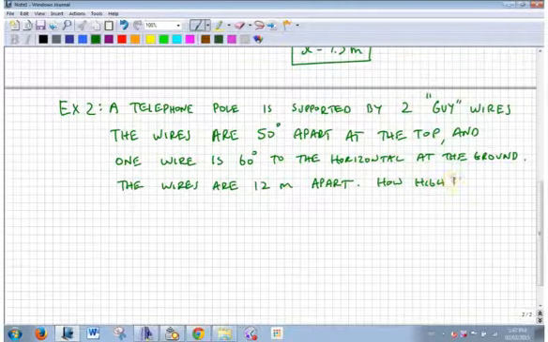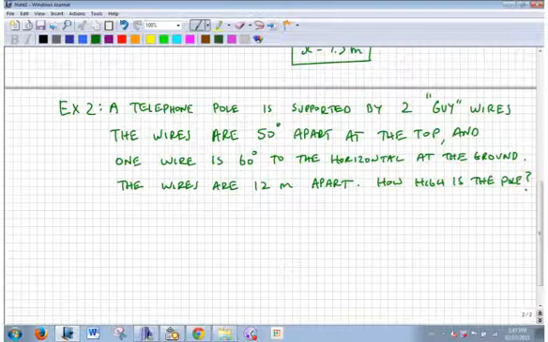Simple question. How high is the pole that holds all our electrical lines? Sometimes we bury them in the ground. Makes it look a little nicer, but then if you're the guy that has to fix it and find the wires, it makes it quite a bit harder, doesn't it?